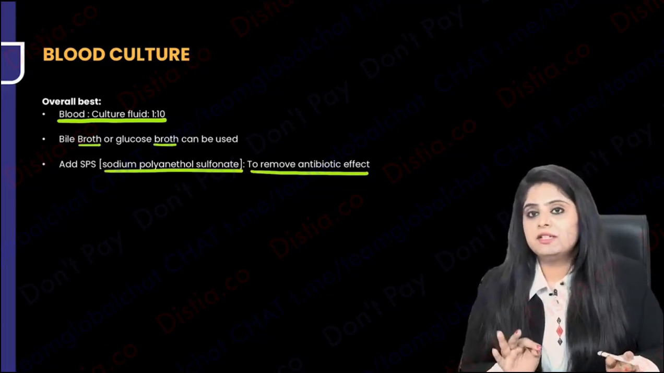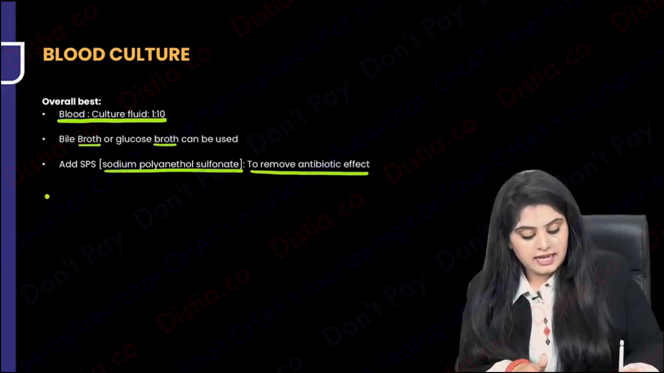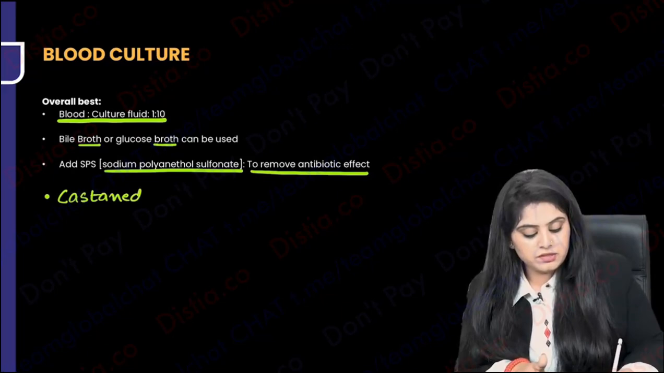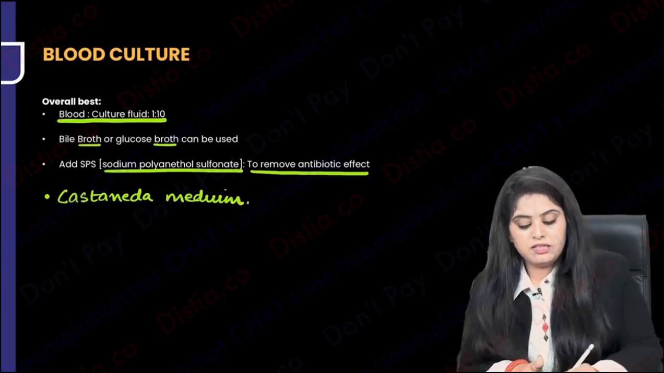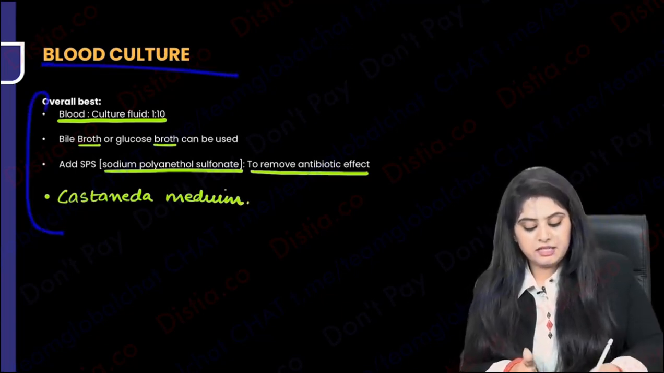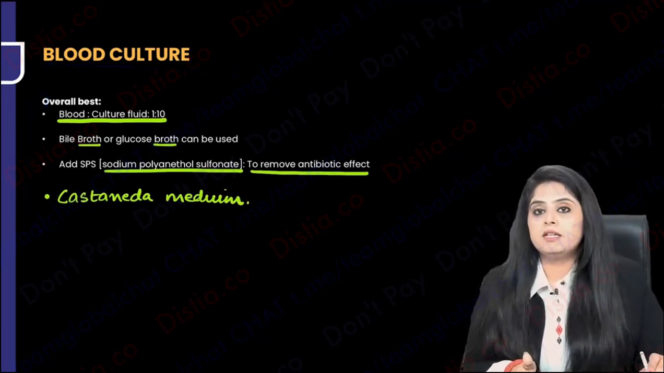SPS is added to basically remove antibiotic effect. On the other hand, they are also saying that you can use the Castaneda medium. You can use the Castaneda medium also. That is also important. So please note, these broths and Castaneda media are basically used for the blood culture.